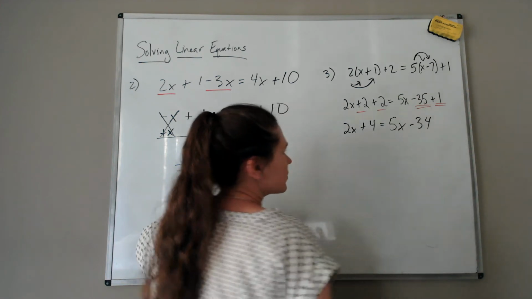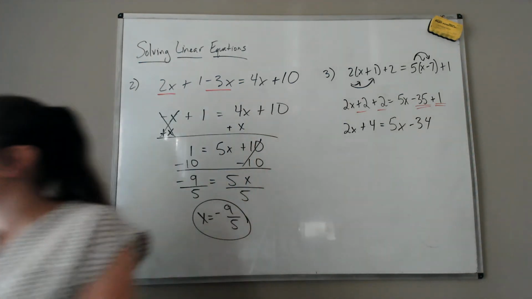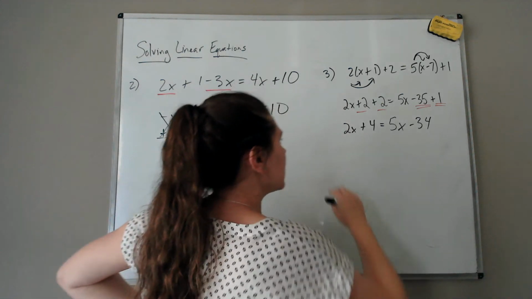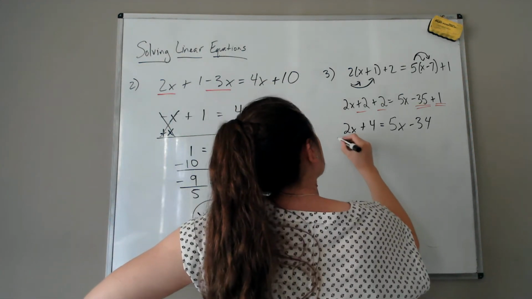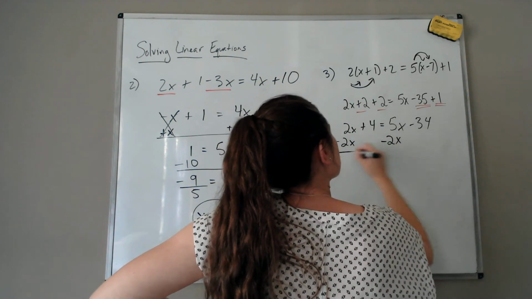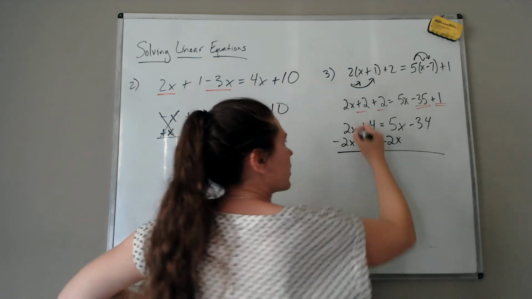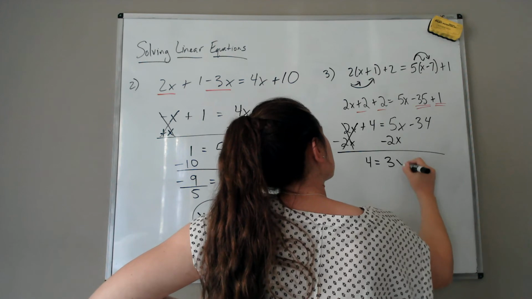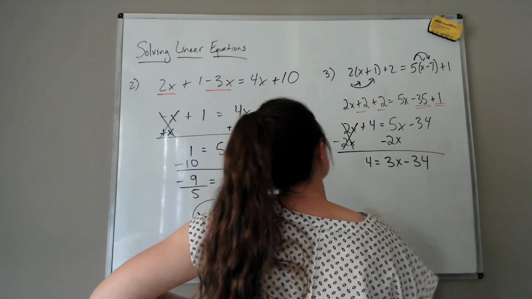Now I've got x's on both sides, and I don't want x's on both sides, just on one, so I have to move my x's so that they're only on one side. So I'll make them leave the left-hand side here. So I take away 2x. If I take away 2x from the left, I have to make sure I take away 2x from the right. This is going to be 4 equals 5x minus 2x, 3x minus 34.